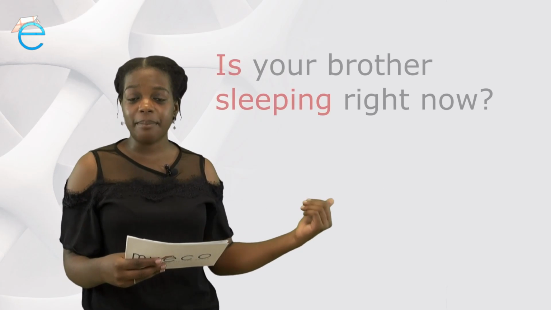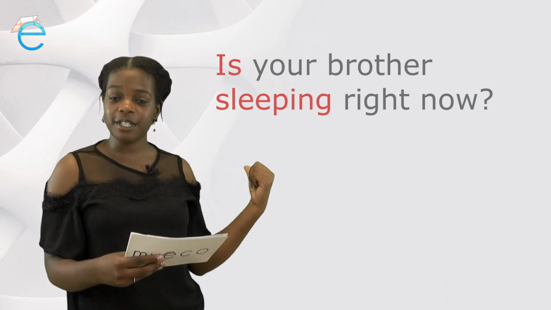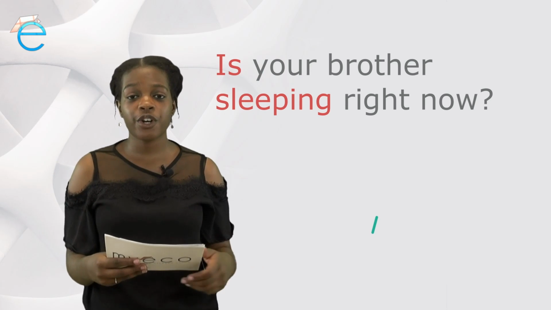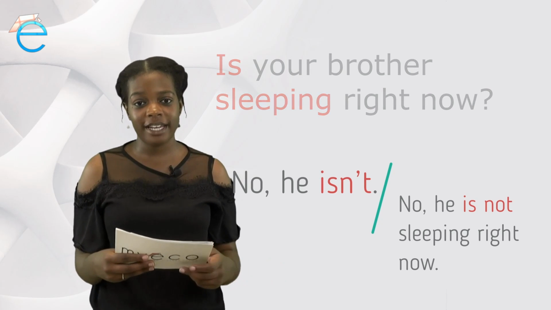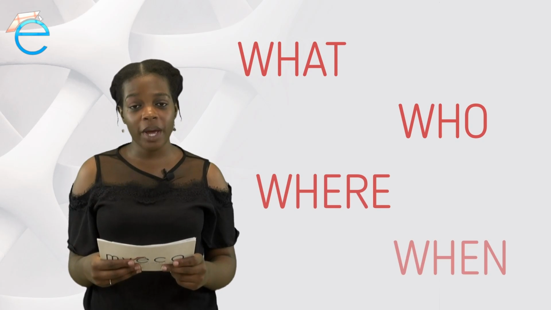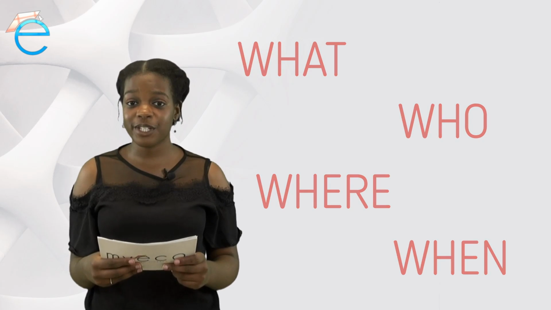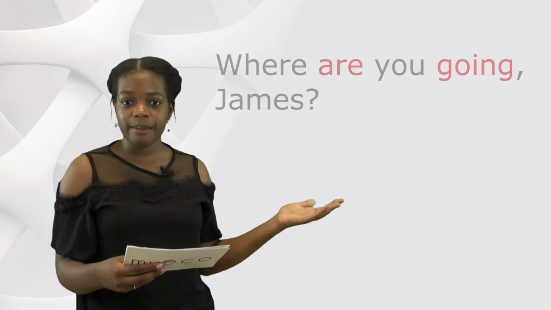Is your brother sleeping right now? Is at the front of the sentence. Short answer, no, he isn't, or no, he is not sleeping right now. These are 2 examples of yes-no type of questions. We can also have what, who, where, and when types of questions. For example, where are you going, James?